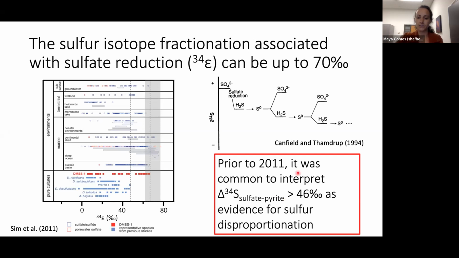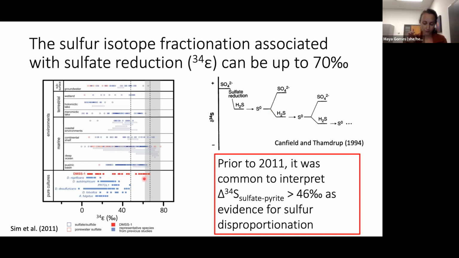Specifically, Canfield and Thamdrup introduced the idea that sulfur disproportionation reactions would increase the sulfur isotope difference between sulfate and sulfide. Disproportionation reactions are reactions where some sort of intermediate species is both reduced and oxidized as part of the reaction. So here, zero valent sulfur is both oxidized to sulfate and reduced to hydrogen sulfide. And there's a sulfur isotope effect such that the hydrogen sulfide gets lower. If you go through repeated processes of reoxidation and disproportionation, then you can eventually generate a sulfur isotope offset between sulfate and sulfide that's greater than 46 per mil. But this was all changed once the Sim paper was published, which showed that you can get fractionations of up to 70 per mil for microbial sulfate reduction alone.